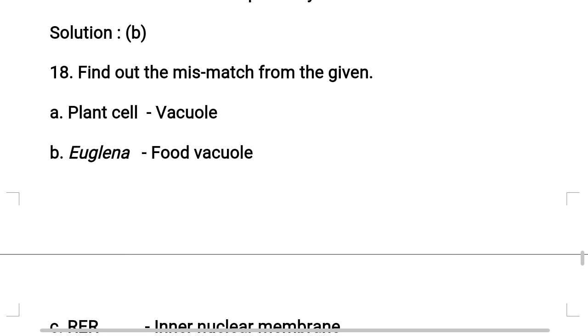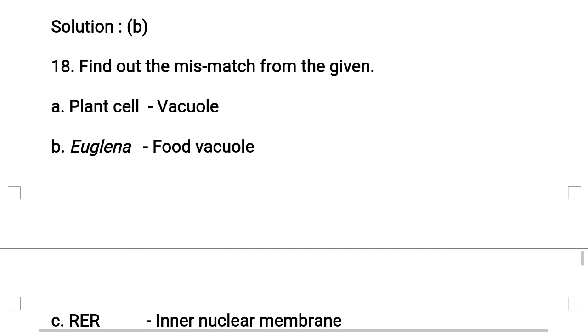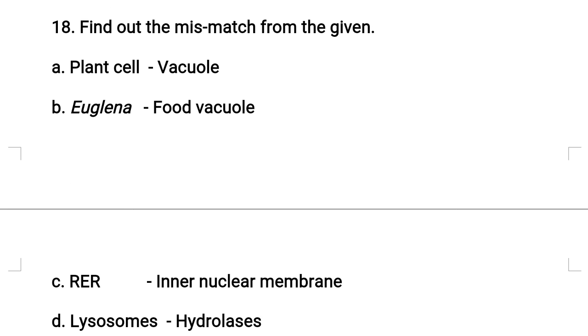Find out the mismatch from the given. Option A: plant cell, vacuole. This is absolutely correct. Just now we had a discussion, right? Next, B: Euglena, food vacuole. This is also absolutely correct. Just now we had a discussion in this video only. Euglena belongs to Protista. So in Protista, the food can be stored in the form of vacuoles called food vacuoles. So B option is also absolutely correct.